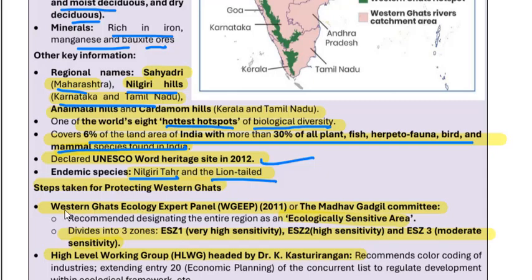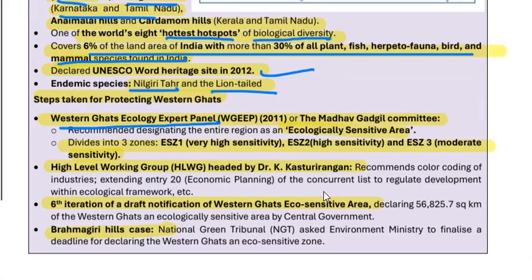First is the Western Ghat Ecological Expert Panel, that is the Madhav Gadgil Committee. Next is the recommendation designating the entire region as an eco-sensitive zone or eco-sensitive area. This is divided into 3 zones, that is very high sensitivity, high sensitivity and moderate sensitivity.